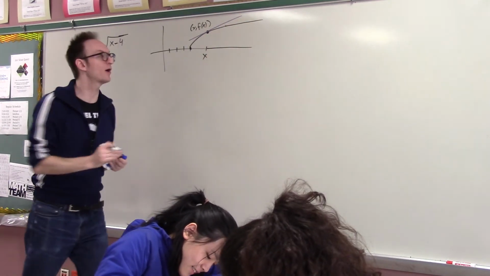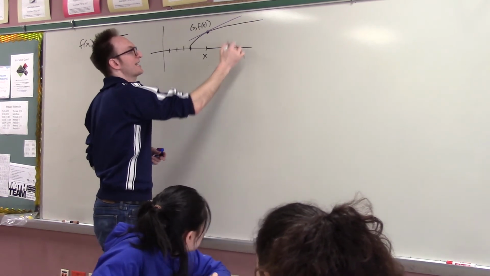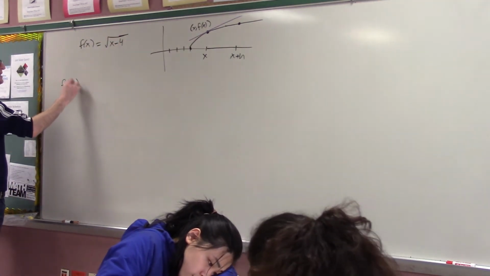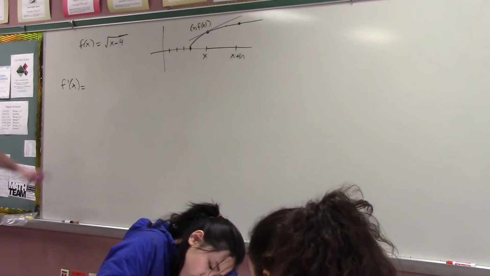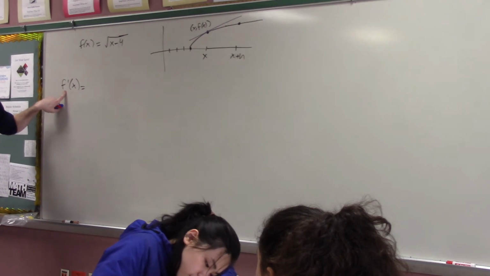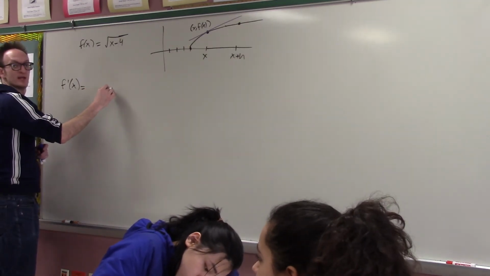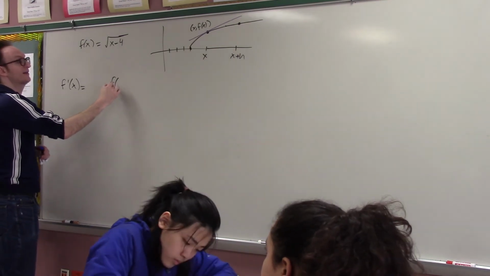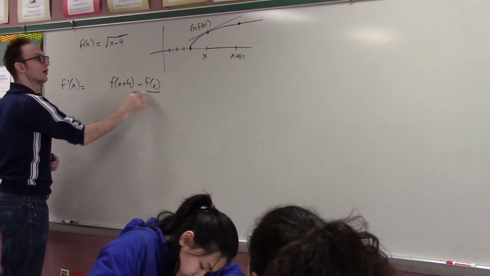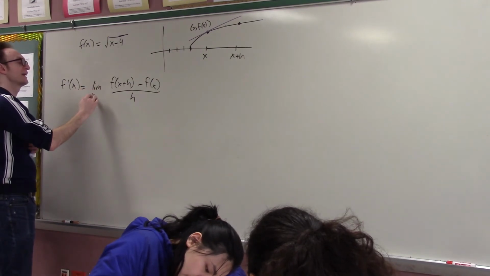The same thing as before. What should I call this second point? X plus h. Excellent. And so, what is the slope of the tangent line to this curve at arbitrary point x? It's going to be the limit as h goes to 0 of f of x plus h minus f of x over h. And I should take the limit of that as h goes to 0.